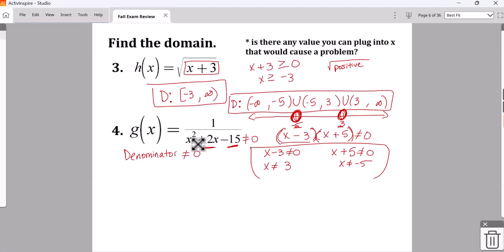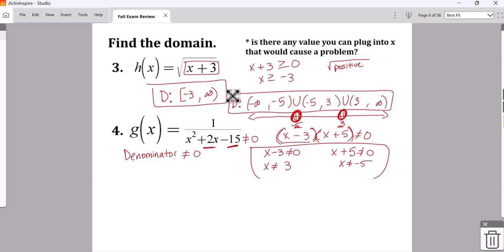On rational functions, or reciprocal functions, we can factor whatever's in the denominator and set that equal to 0, or really not equal to 0, because the denominator is our problem. When we factor this, it turns into x minus 3 and x plus 5. Then both of those factors are set not equal to 0, so x cannot equal 3, and x cannot equal negative 5, and those are the two values that are left out of our domain.